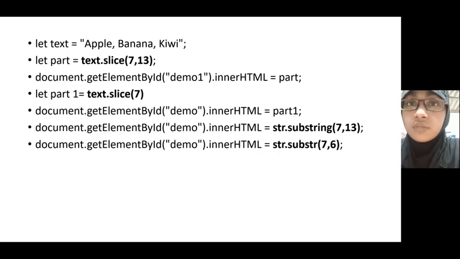And next, we assign part1, that is text dot slice of 7, to the paragraph tag with id demo. Next, we assign substring 7, 13, that is part, to the paragraph tag with id demo, and substr of 7 comma 6 to the same paragraph tag with id demo, and the corresponding outputs will be displayed as follows.